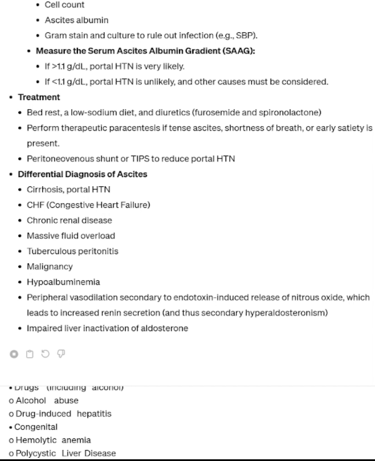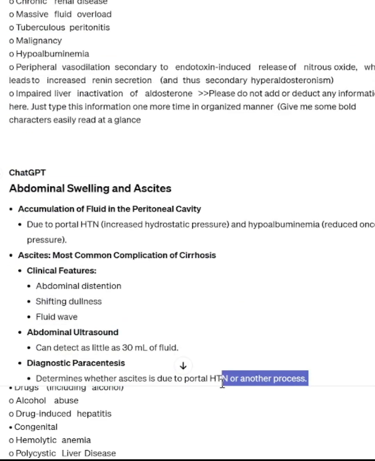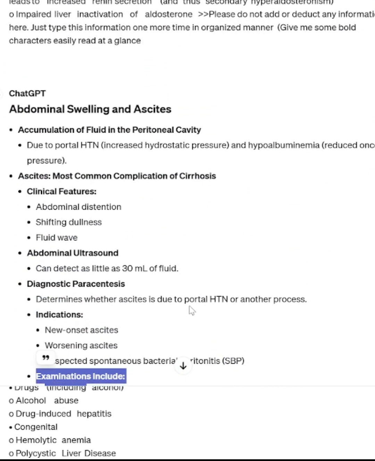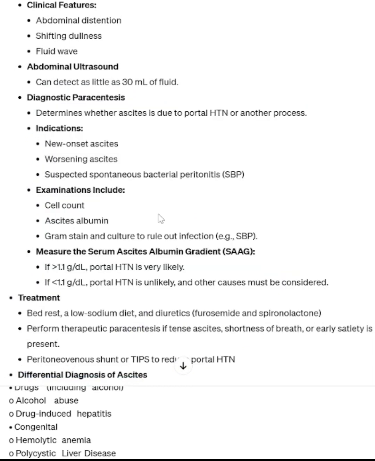Indications: new onset ascites, worsening ascites, suspected spontaneous bacterial peritonitis, SBP. Examinations include cell count, ascites albumin, gram stain and culture to rule out infection, e.g., SBP. Measure the serum ascites albumin gradient, SAAG. If ≥1.1 g/dL, portal HTN is very likely. If <1.1 g/dL, portal HTN is unlikely, and other causes must be considered.